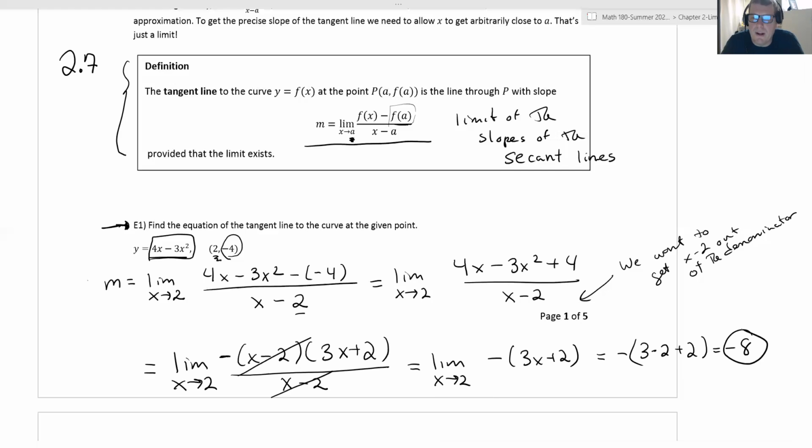So just like any other limit that we're doing, what we're really trying to do is that cancellation. We're trying to get rid of the 0 in the denominator.